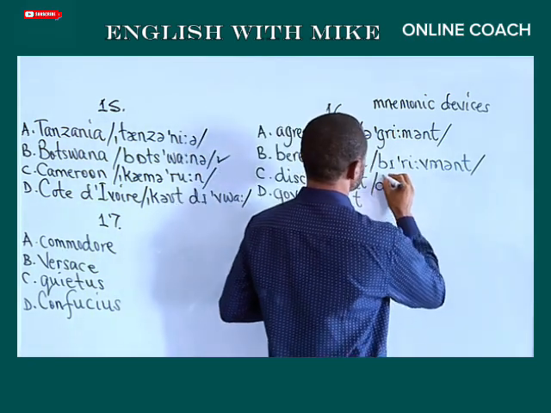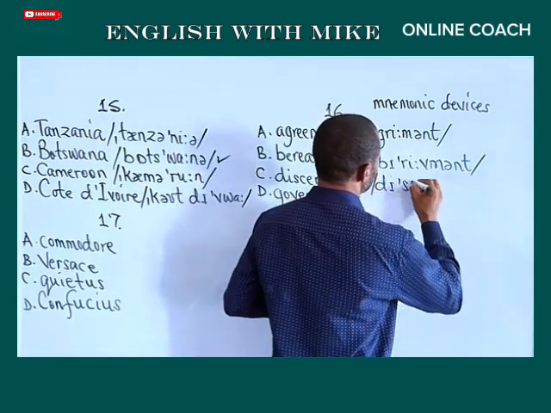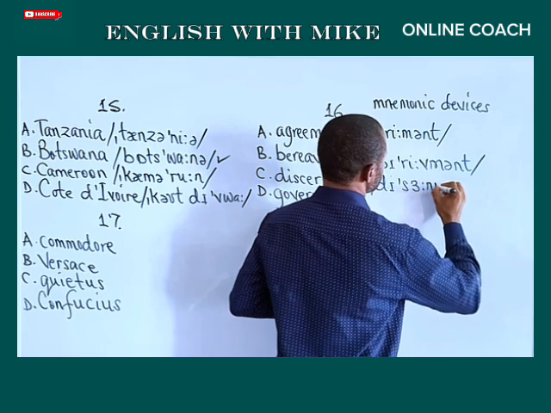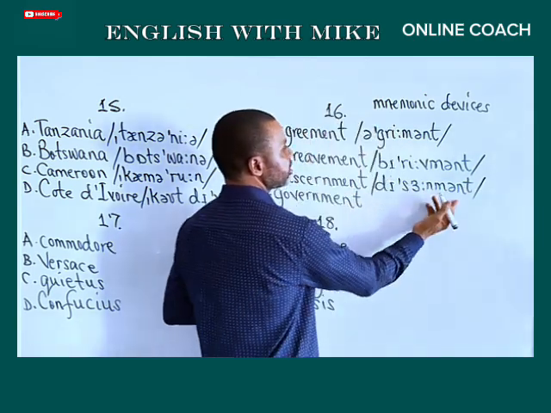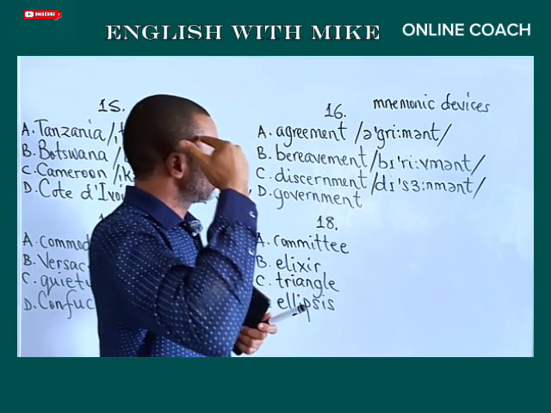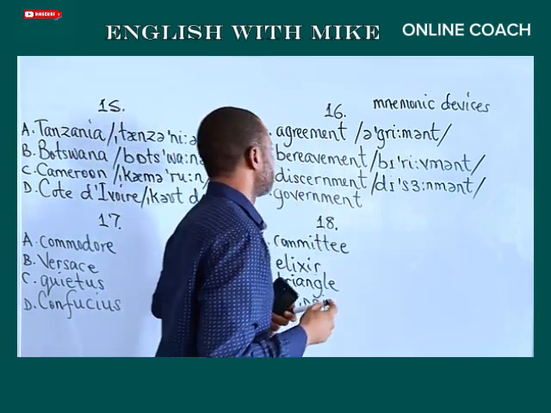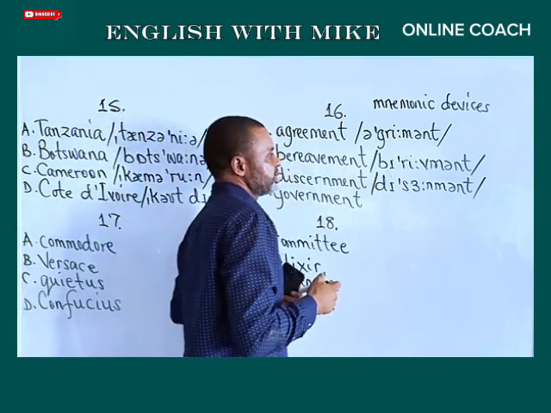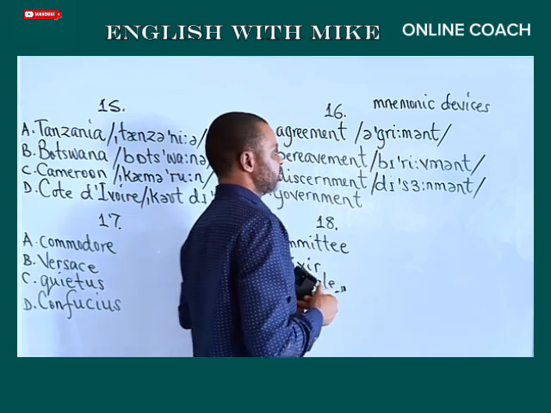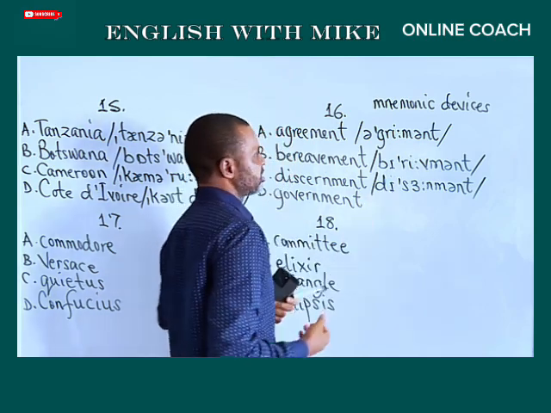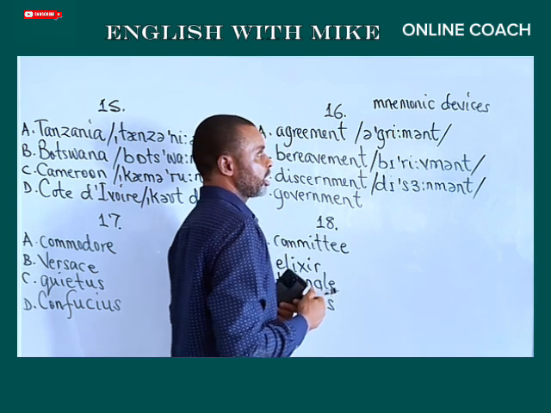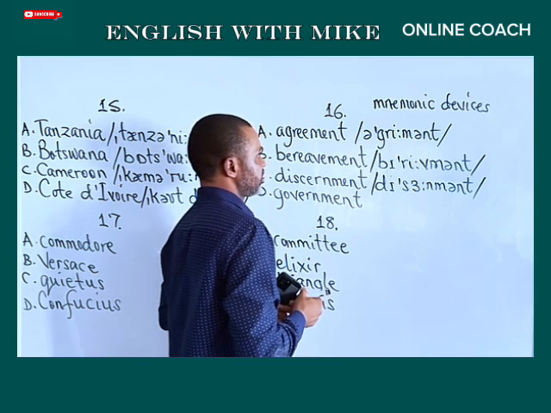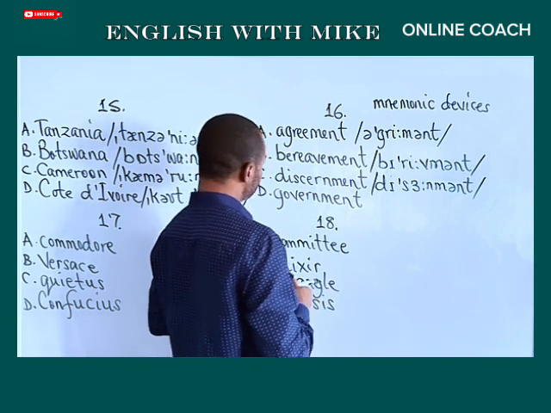What do you call this? This is discernment. Use your discernment, some sort of insight. I don't think people mispronounce this. This is the one most people mispronounce, which they call agreement instead of agreement, correctly speaking.